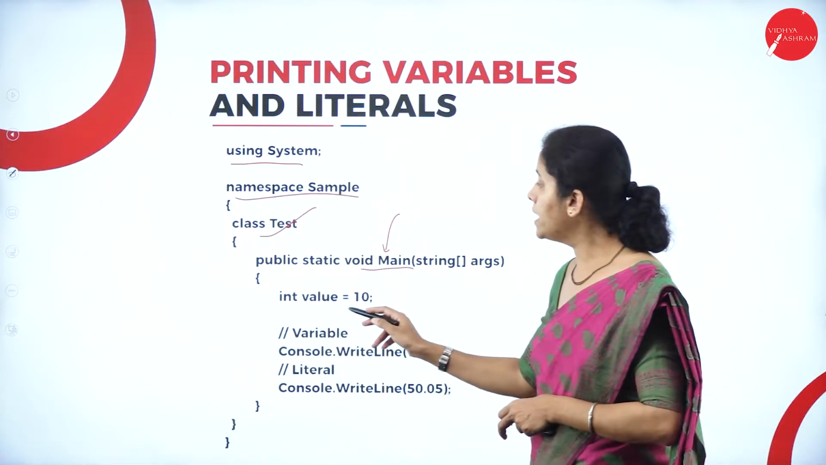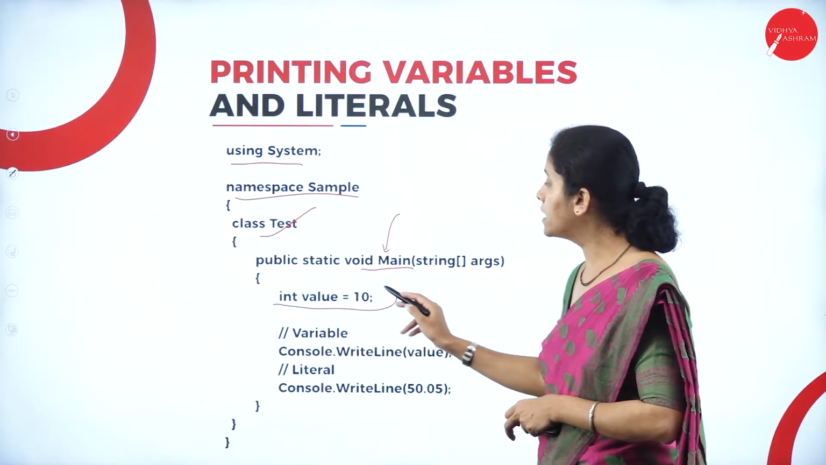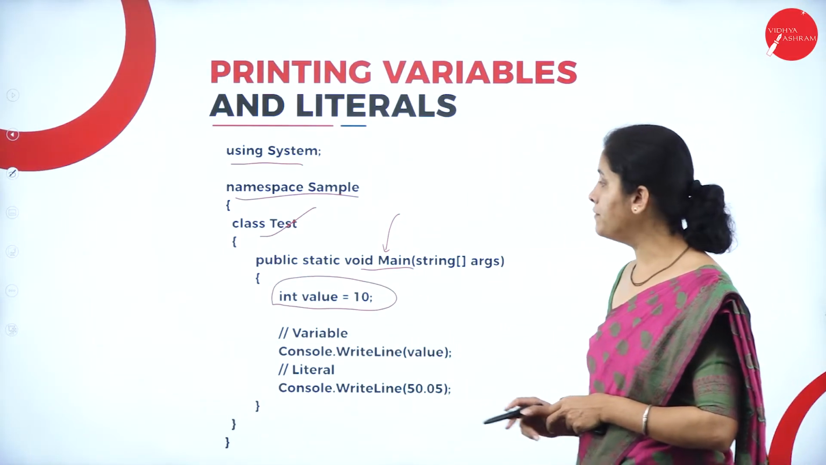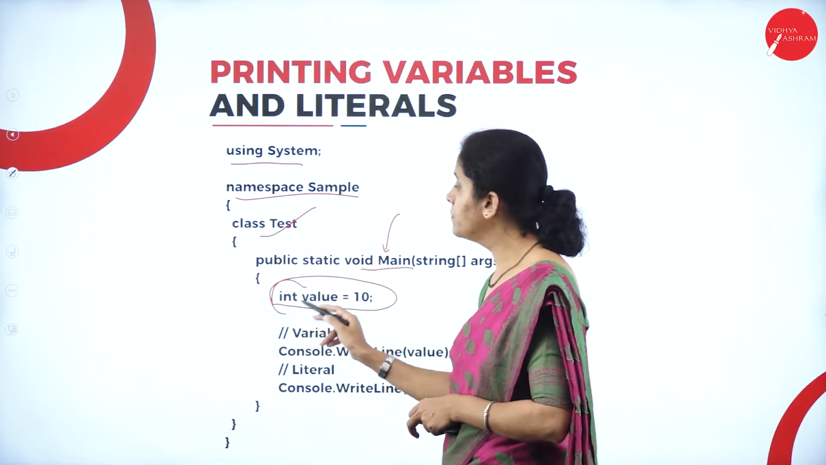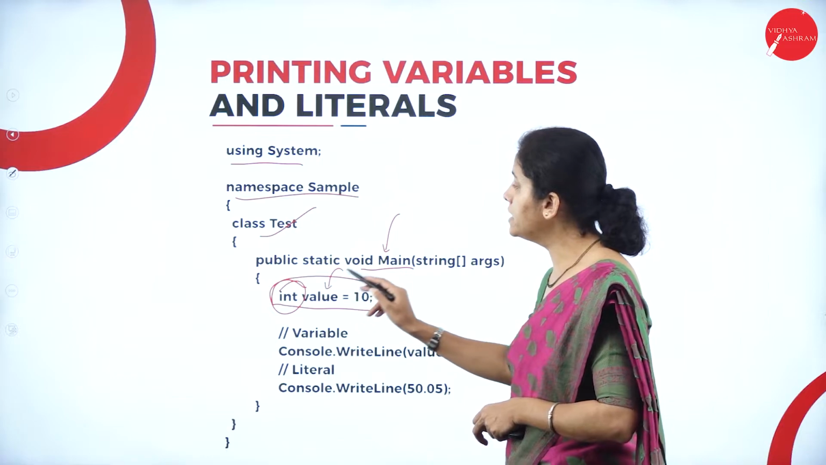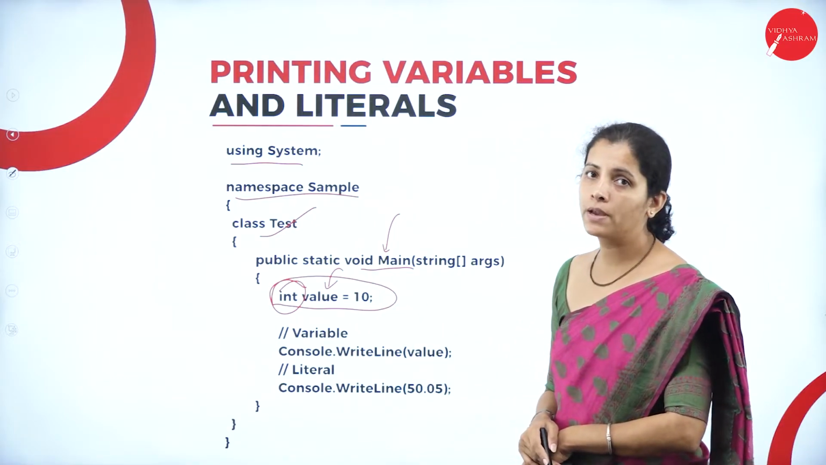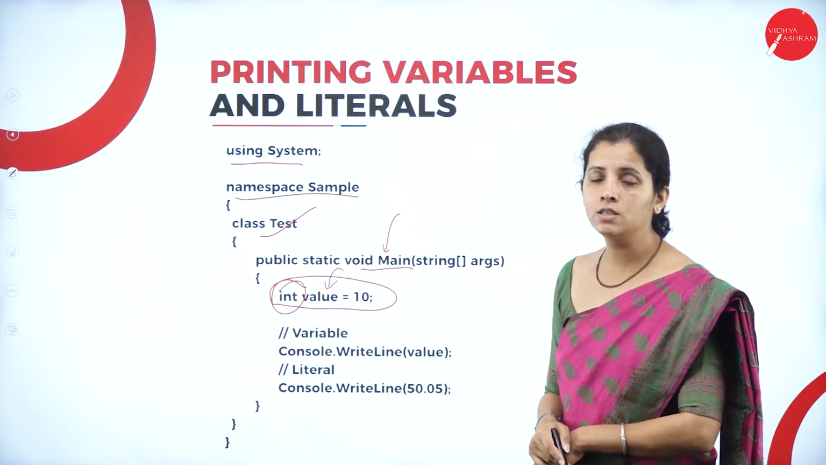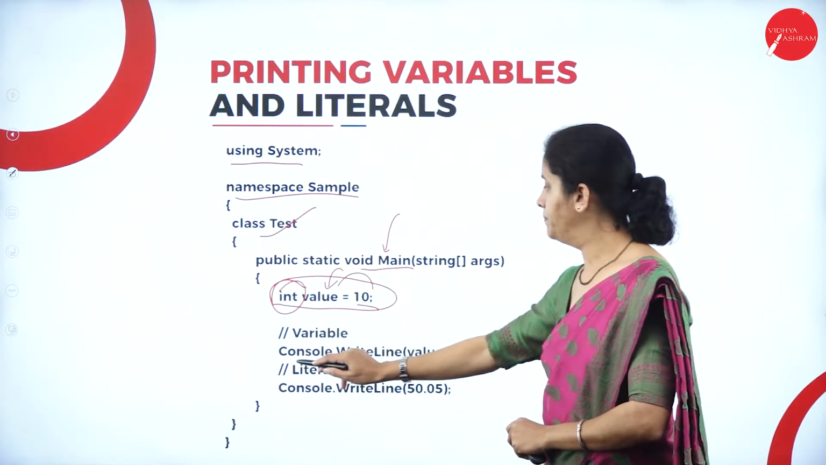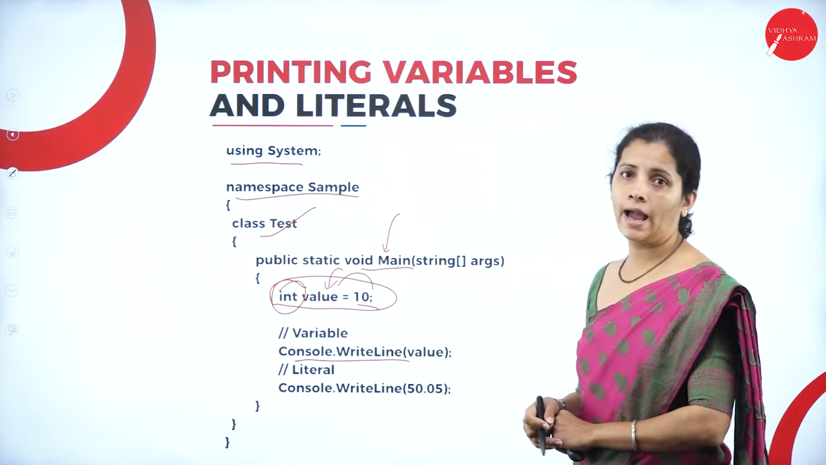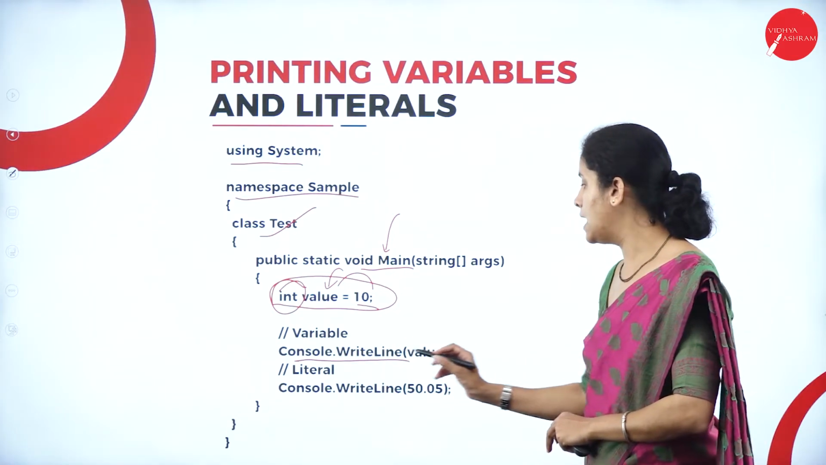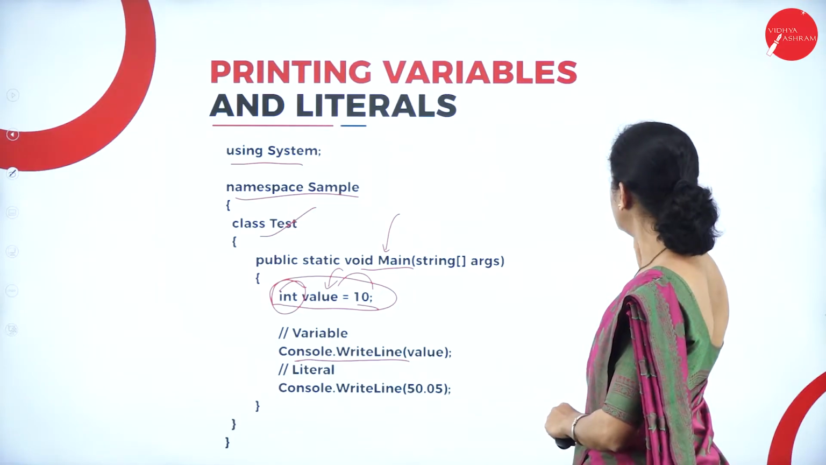Now, variable, I want to declare the variable. So what is the format I have? First, I want to write the data type. So it is integer. Then I want to specify the variable name. So what is my variable name? Here it is value, and I'm going to assign 10. Now, I'm going to write the values on the screen. So, WriteLine, and I'm going to get the answer 10.